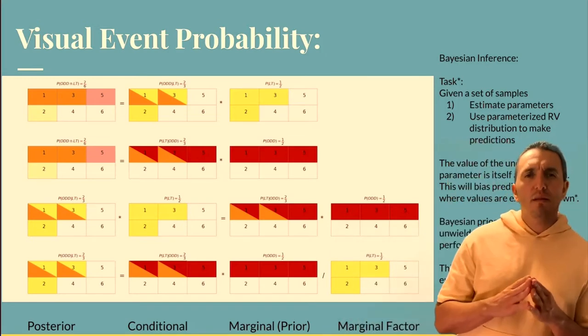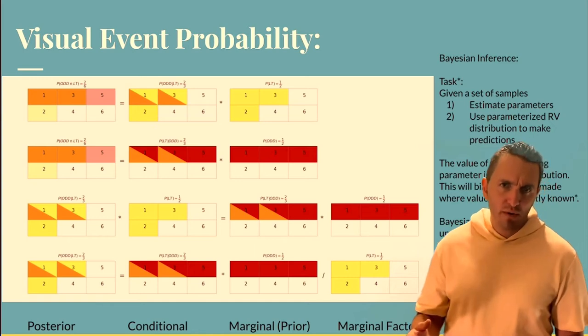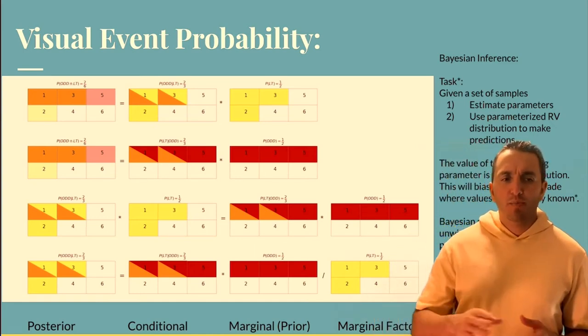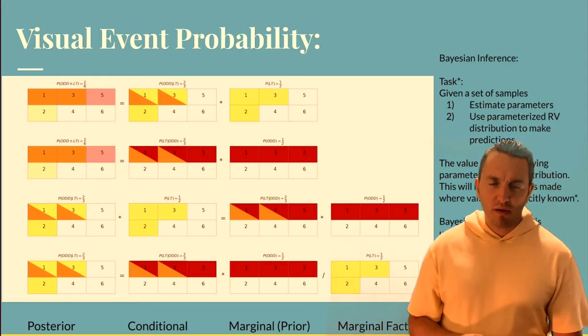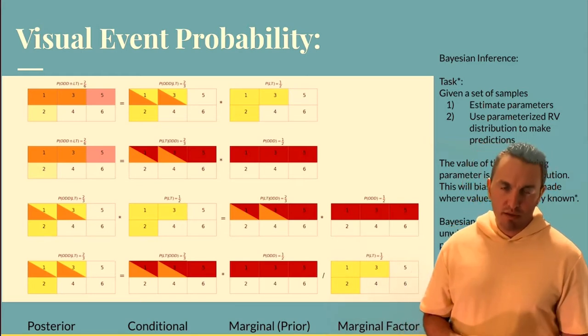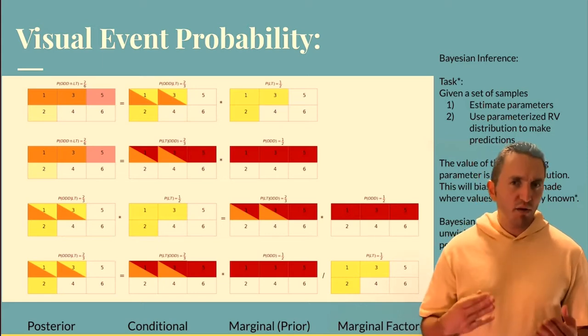Right? This formula is really important. One reason it's important is because we use the proportionality here between what we're going to call the posterior and the conditional, or the likelihood, and the marginal or the prior, in something called Bayesian inference, right?